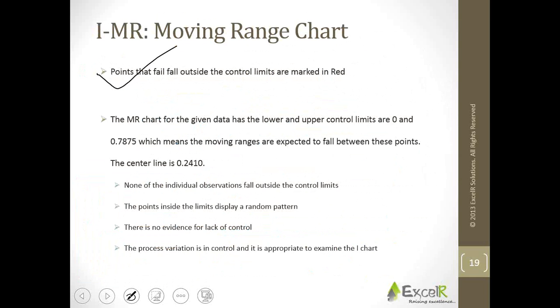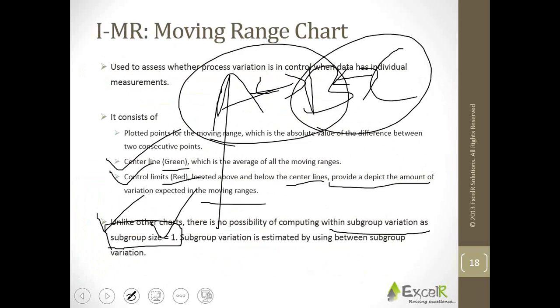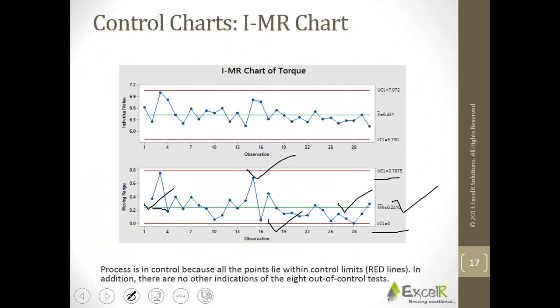Points that fall outside the control limits are marked in red. And then the IMR chart for the given data has lower and upper limits, which means the moving ranges are expected to fall between these two values. And the center line is 0.241. These values I'm getting from here, 0.2410, 0.870 and all that.